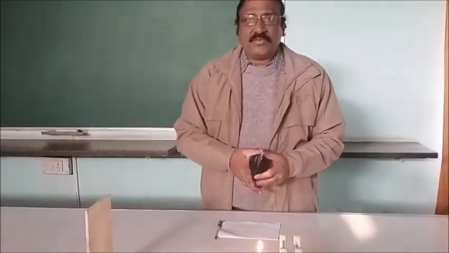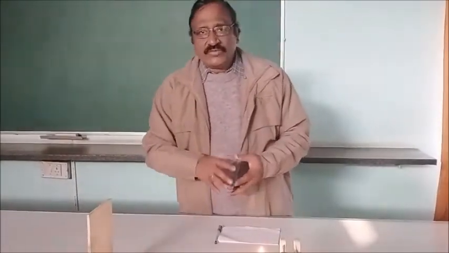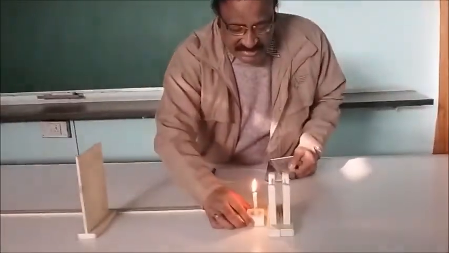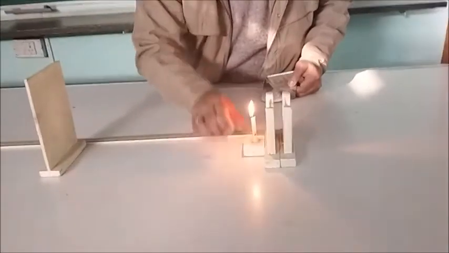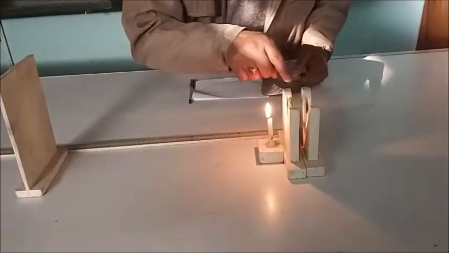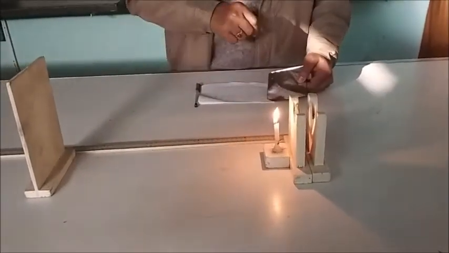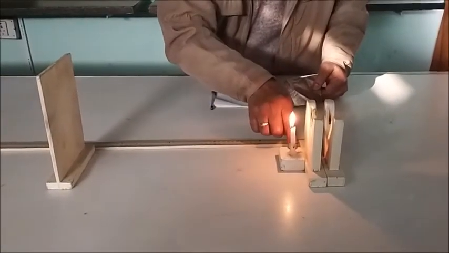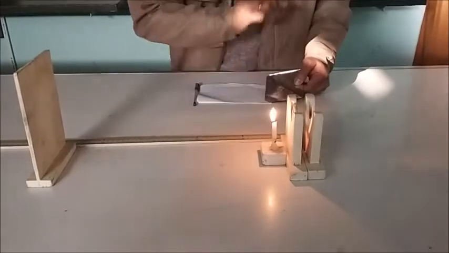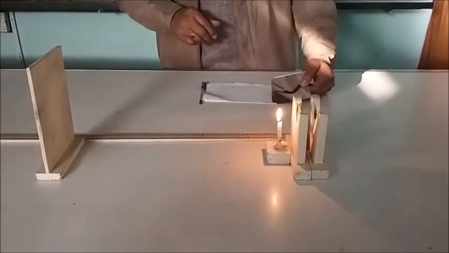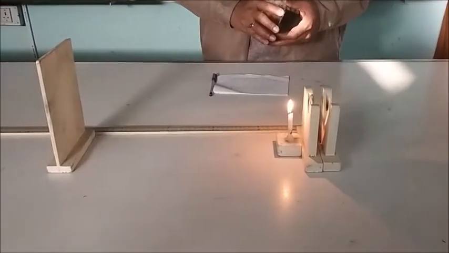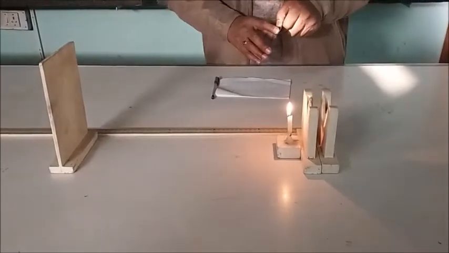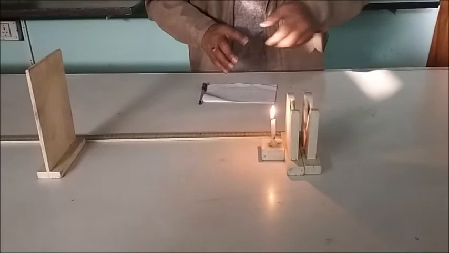Now I'll perform one more activity. You try to find out the reason behind it. Here I have kept an object very close to the lens. This is a convex lens of focal length 10 centimeter, and the object distance is around 5 centimeter, and therefore the object is placed between its focus and optical center, and we expect a virtual image must be forming behind the lens.